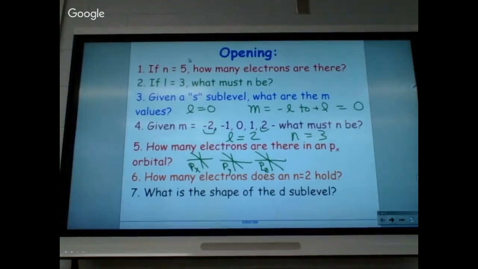All right. What are the values of spin? Plus and minus one half. Good. How many electrons are allowed in the F sublevel? 14. Good. And what does n have to be if you go from -2 to 2? 3.